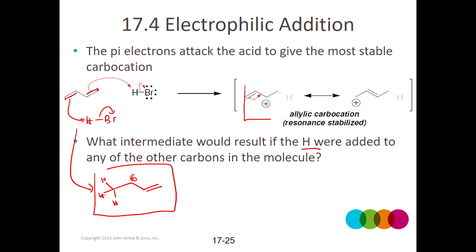As soon as I see there's resonance, I want to recognize the different resonance contributors so that I can draw the resonance hybrid. Right? Neither of these two structures exists. The carbocation doesn't exist on either of these carbons. It exists on both of them simultaneously.